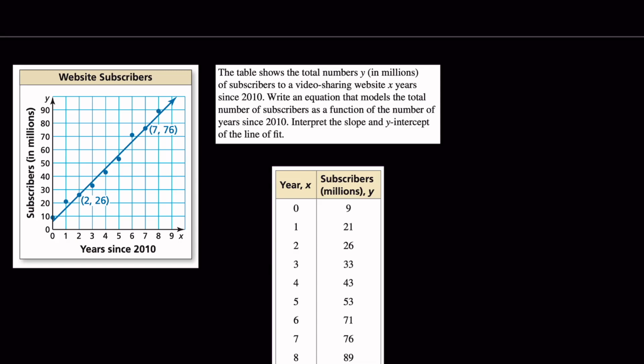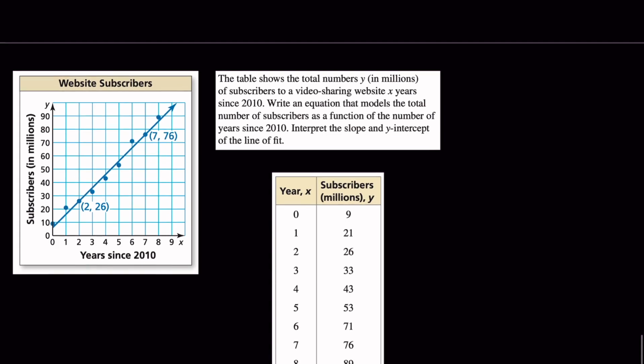And so that's your line of best fit. That's how your graph would go. Over here you have subscribers in millions, because you don't want to try to graph 10 million and 20 million. So we graph 10, 20, 30, 40. We specify on the graph this is millions. On the bottom is the number of years since 2010. So 1 year, 2 years, and so on.